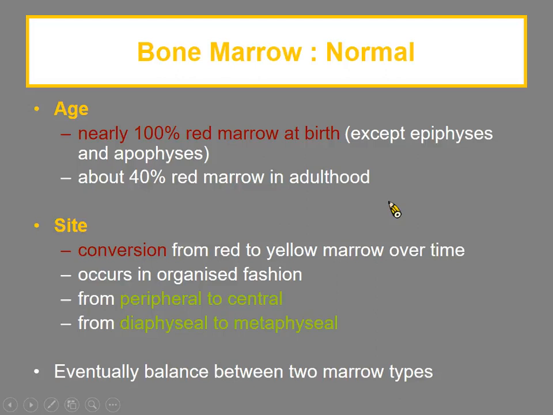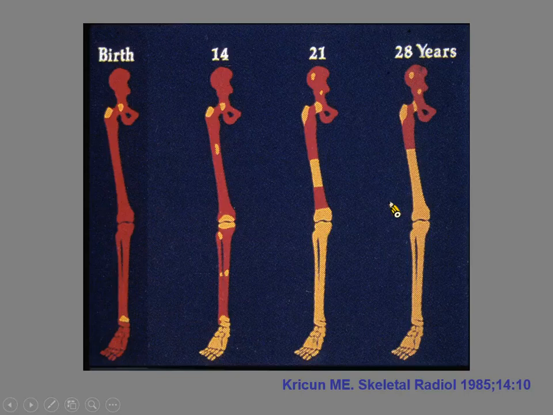The conversion from red to yellow marrow occurs in a very organized manner, beginning from the periphery and then extending centrally. And this is quite well demonstrated in this diagram here. You can see that at birth, the skeleton comprises mainly red marrow, although you've got small pockets of yellow marrow in the apophysis and the epiphysis. With time, this converts to yellow marrow, and this begins in the extremities, and then it progresses more centrally like so.